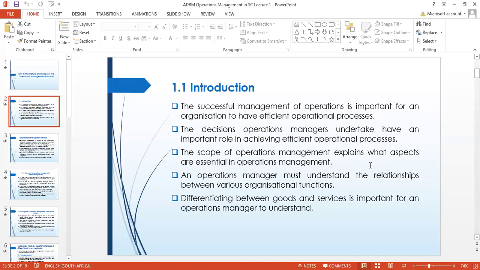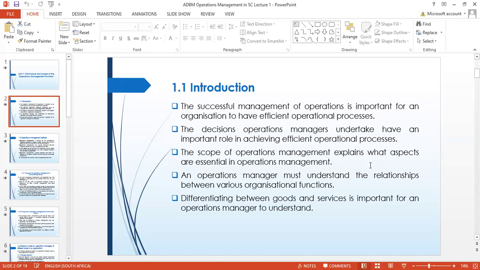So if you are an operations manager, you have to understand the connections, the relationships between different or various functions within an organization. We know that an organization does not have one function. It has got a lot of functions, such as the finance department or the finance function, the operations function, the HR department, the IT department, the sales and marketing department. All these are functions within an organization.